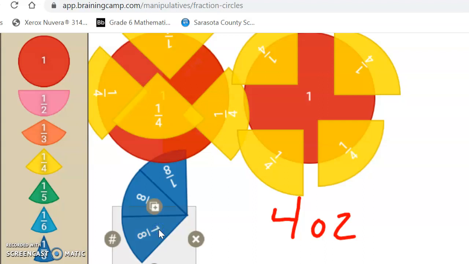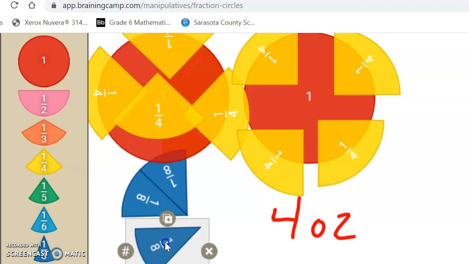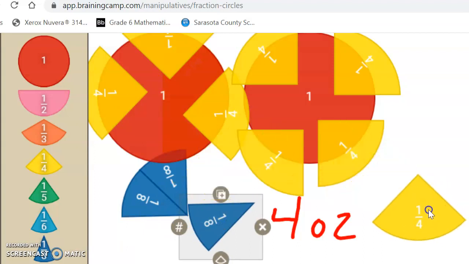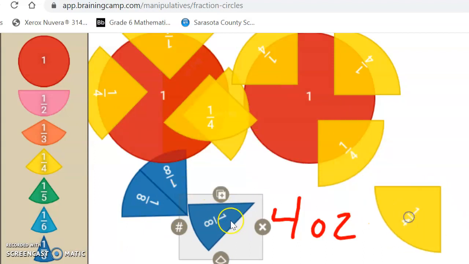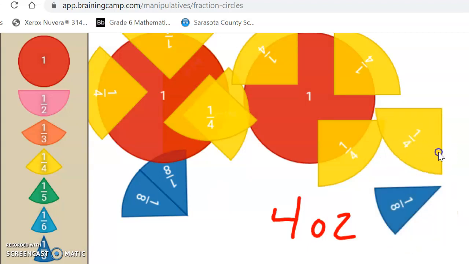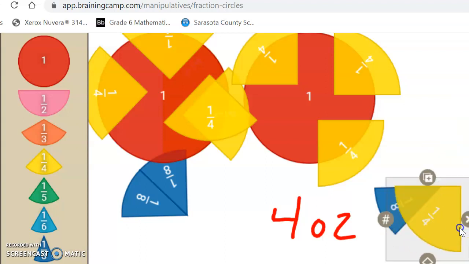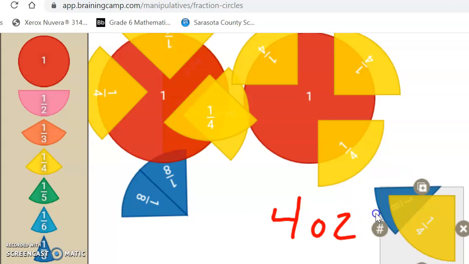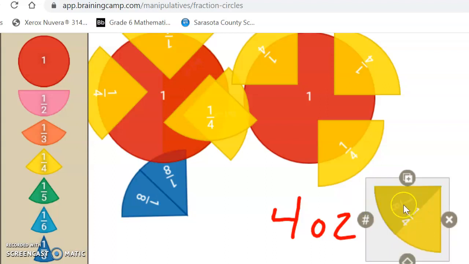Now, this next piece is a little tricky because it's not asking us how many pieces will be left over. It's asking us how many ounces will be left over. And if this piece right here is 4 ounces, and I put this piece on top of it, you can see that half of that is going to give me 1/8. So if this is 4 ounces, half of 4 ounces will give me 2 ounces. So there'll be 2 ounces left over.